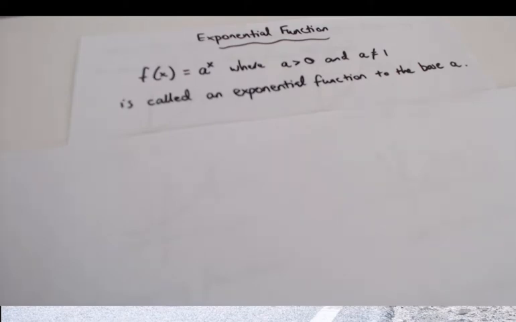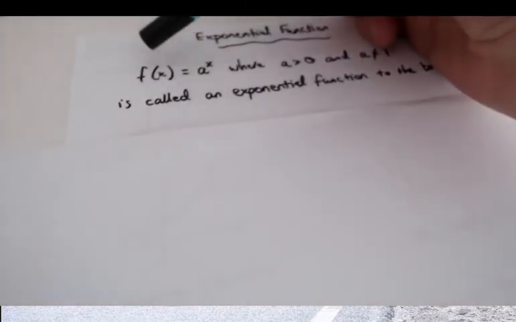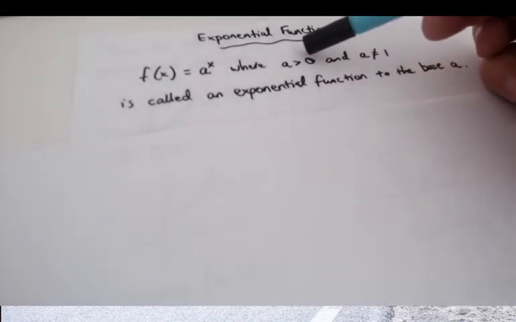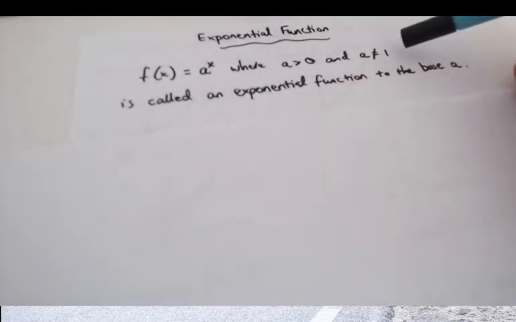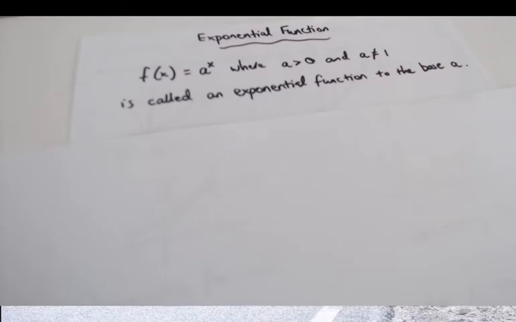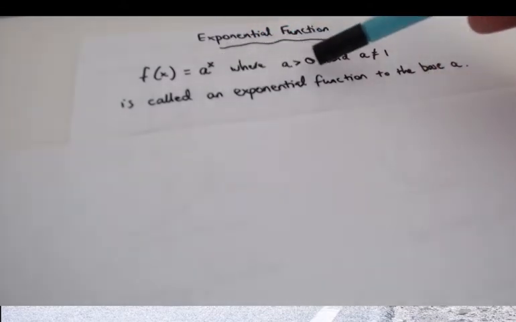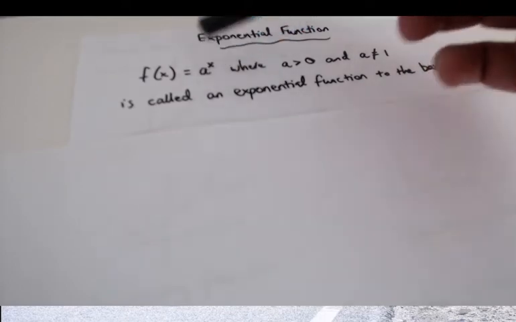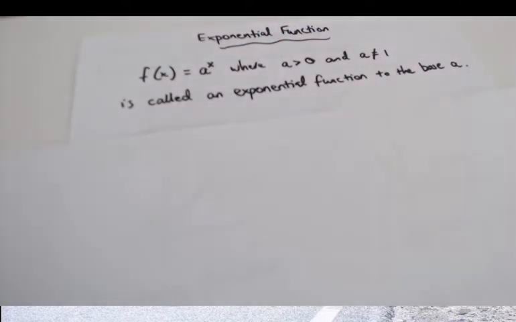Today we're looking at something called the exponential function. So this thing here, f of x equals a to the power of x, is called an exponential function, where a is bigger than 0 and a cannot be 1. So there's a couple of restrictions in here. Don't get too tied down in this, it's just a bit of maths geekery. This is called an exponential function to the base a. This a here, we call it the base.